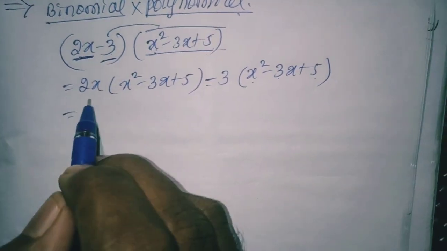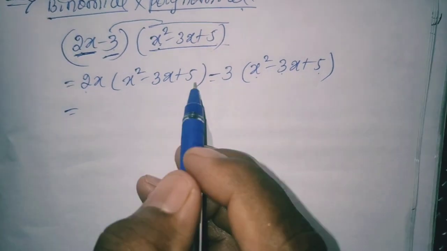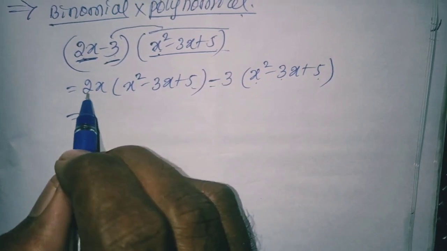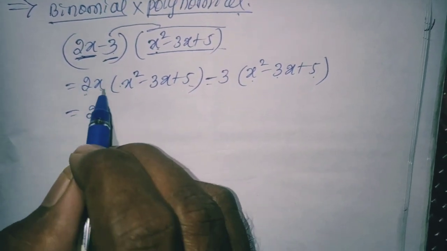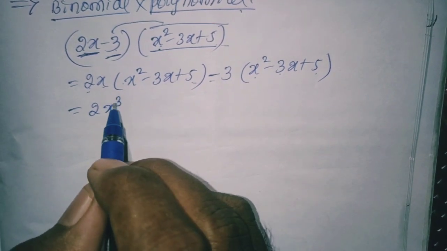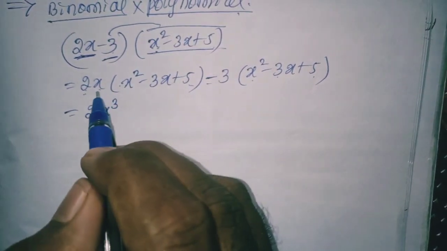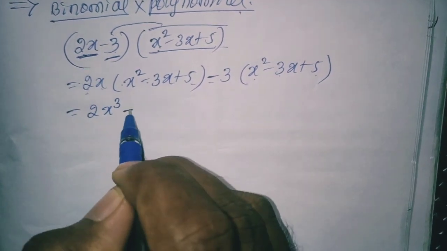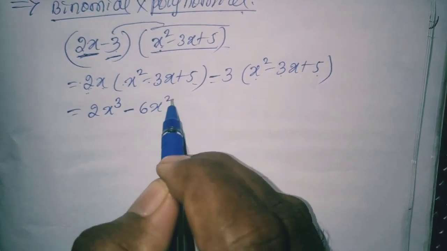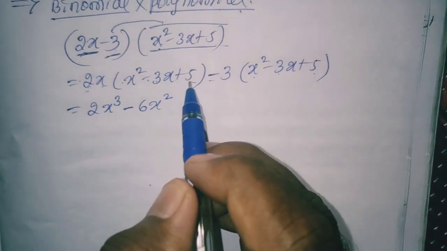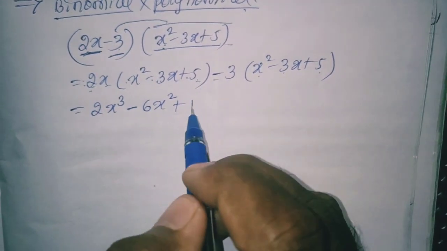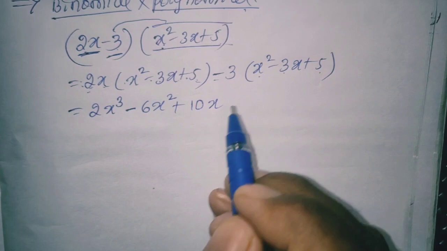So now, we already studied monomial into polynomial. The same procedure again: 2x is multiplied with all the terms. You directly multiply. 2 ones are 2, x into x square, x cube. So I hope you will understand this right now. Now plus into minus, minus. 2 threes are 6, x into x, x square. Next plus into plus, plus. 2 fives are 10, x as it is.